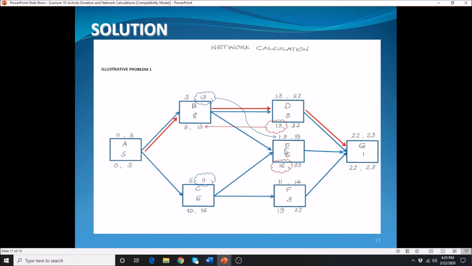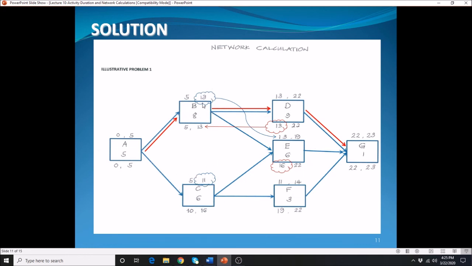Now you will notice that activity E is preceded by activities B and C. You must be asking which of those two we are going to consider. You need to remember, as one of the rules, that as you perform the forward calculation, you carry over the largest or the maximum of the previous activities. In this case, we have 13 and 11.